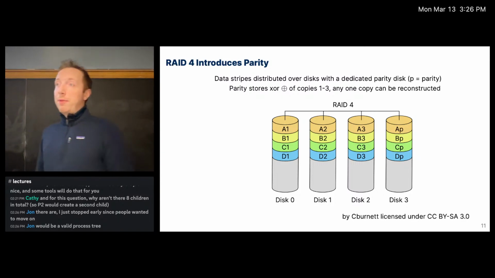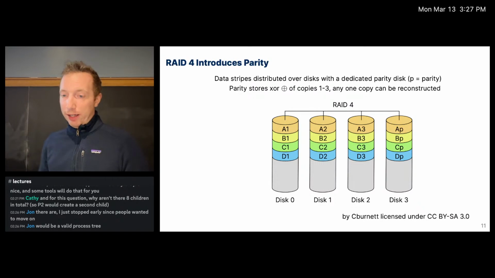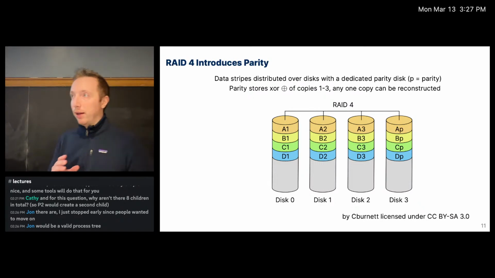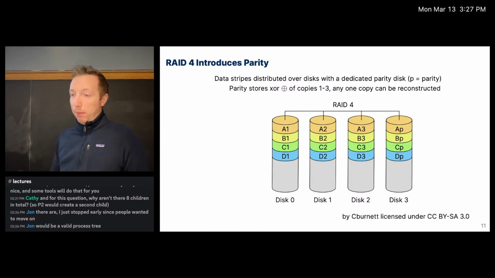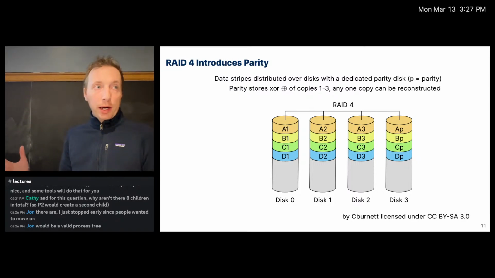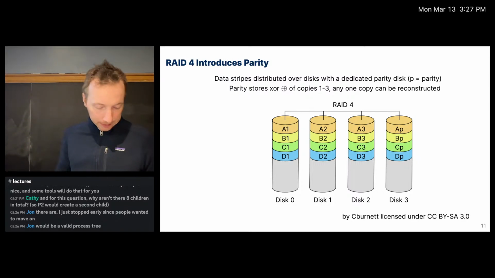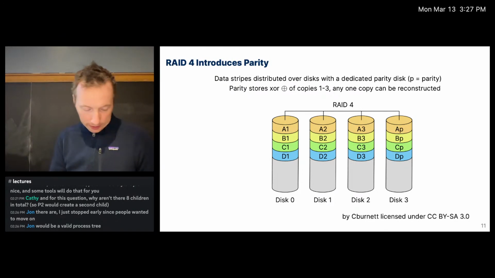So RAID 4 introduces something called parity. So it's the same idea as RAID 0, where we stripe the data over the disks. But in this case, we have a dedicated kind of backup disk or a parity disk. And the property of that parity disk is as long as we have some parity information, if one of those disks dies, we can reconstruct whatever data got lost. And all the parity is an XOR calculation. So we can see that real quick.